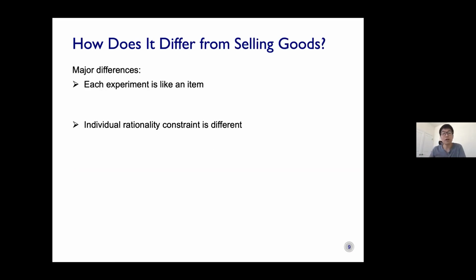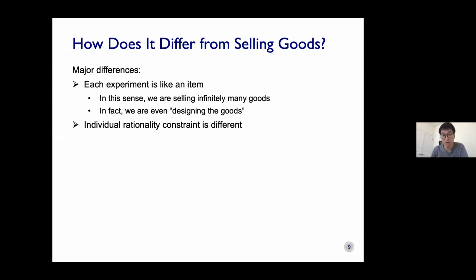Okay, so the first question you might ask yourself is how this differs from classical mechanism design for selling goods. There are at least two major differences. The first is that here we're selling the experiment. So you can intuitively think of each experiment as an item. In that sense, it's really like we're selling infinitely many possible items, because you can in fact even design the item, since you are designing the experiments. But the good news, of course, is that the signaling scheme has special structure. It's not just an arbitrary item that you are selling.